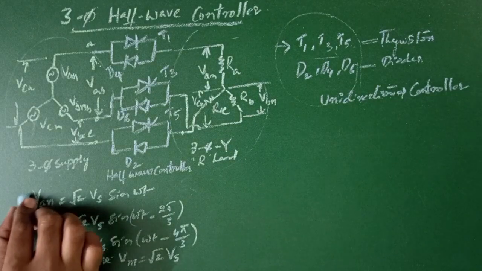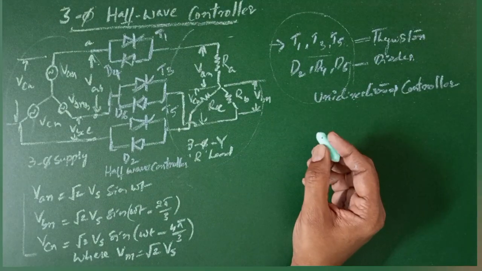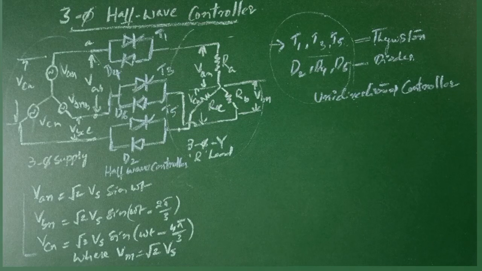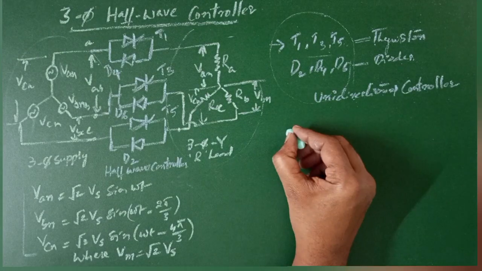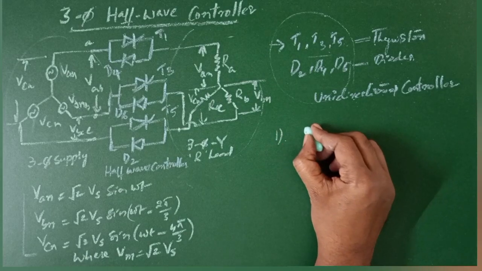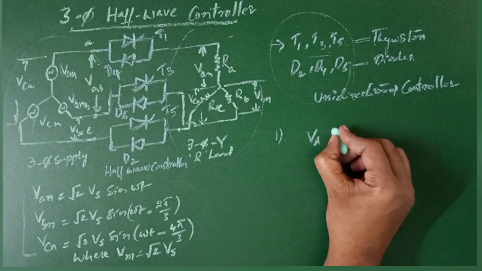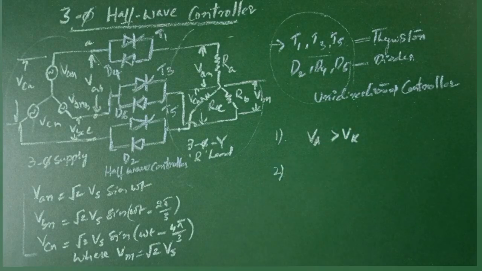Now the input phase voltages, that is VAN, VBN, VCN, are these. For the current to flow through the power controller, at least one thyristor must conduct. For a thyristor to conduct, the first condition is that the anode voltage of the thyristor must be greater than the cathode voltage. Second, it should not be turned off until the current through the thyristor becomes zero.